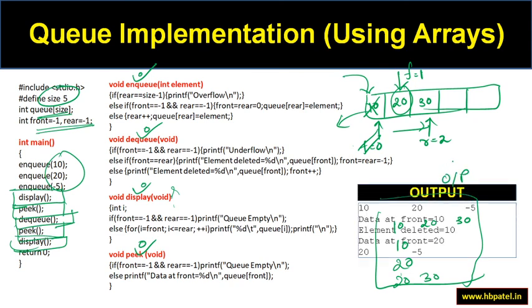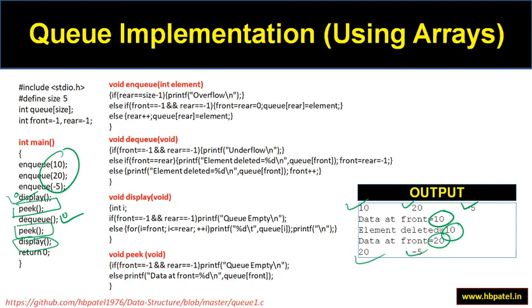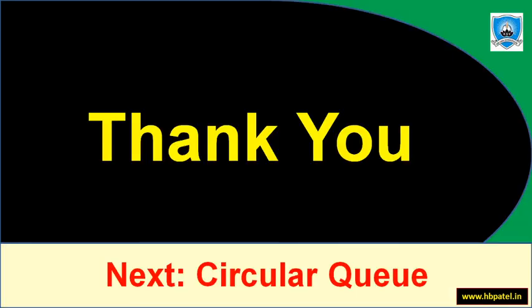Alright, so let me remove all this so that you can see the output. So initially 10, 20 and -5. These are three elements that we are going to get by this display function. Then peek means it will give you the front location. So front location is 10. Then when I dequeue, 10 will be removed. Then peek, now if you see, 20 is on the front. And if I now display, 20 and -5 will be displayed. So this is the simple implementation of queue.